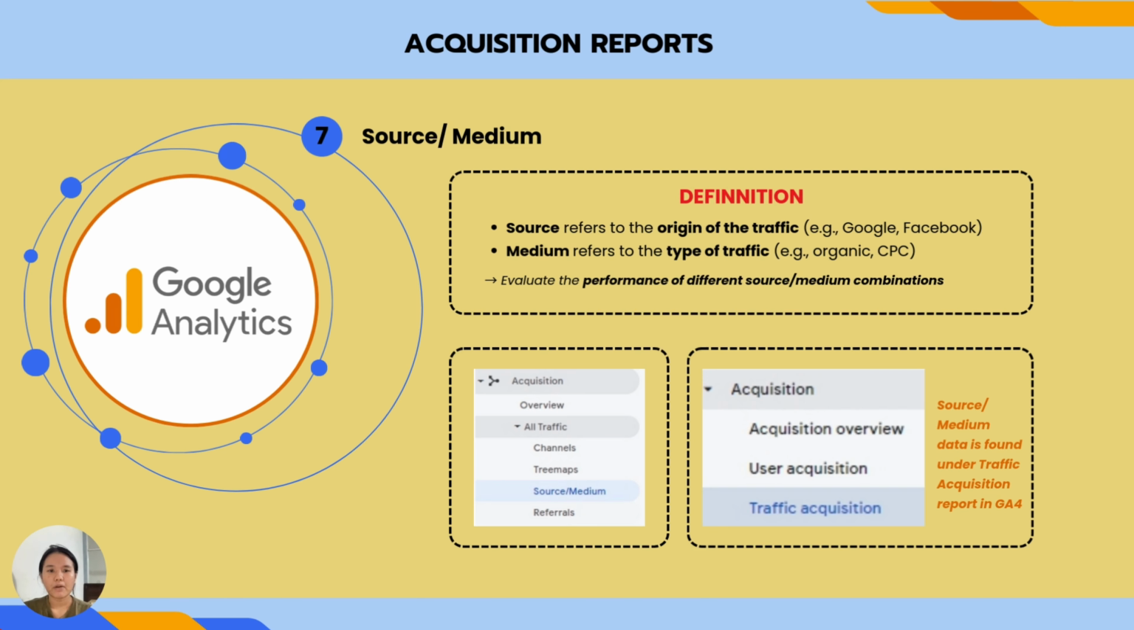And next, we have the source and the medium. Source is where traffic comes from, for example Google, Facebook, or TikTok. Medium is how it arrived: organic, CPC, referral. This helps you evaluate combinations, for example Google organic, Facebook CPC. So, for example, if Facebook CPC has high cost but low conversion, your creative or audience targeting may be the issue.